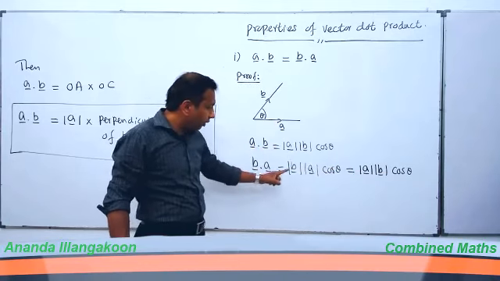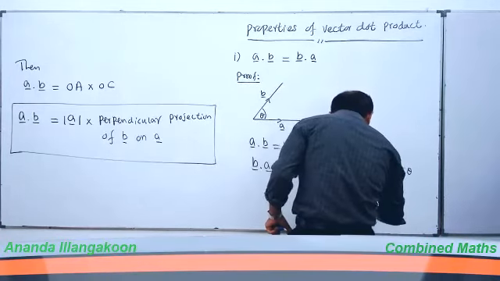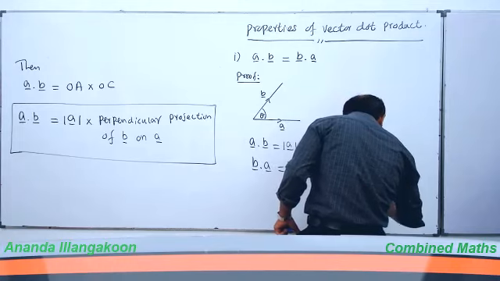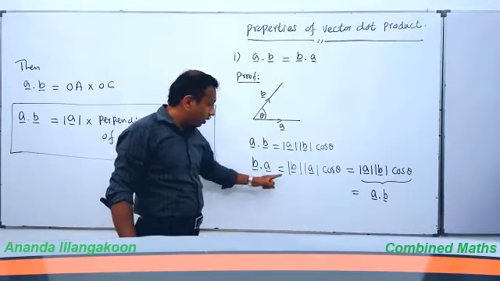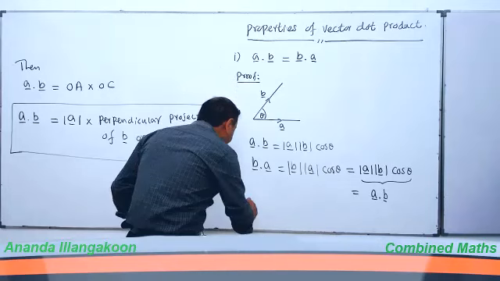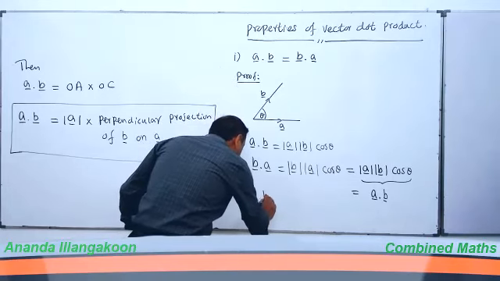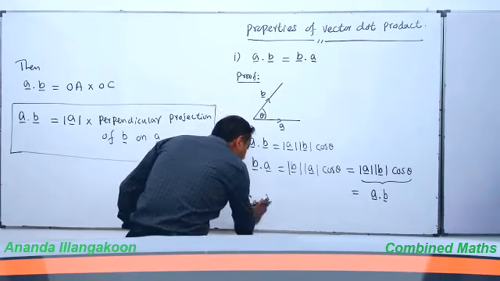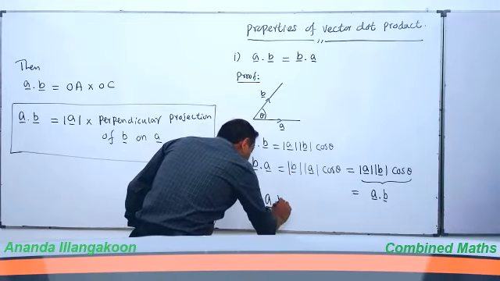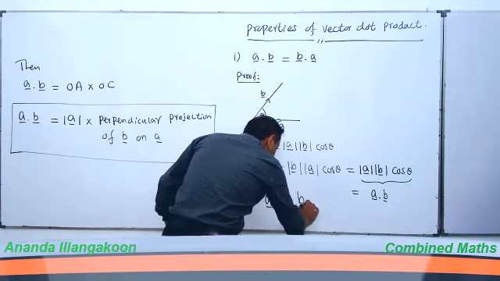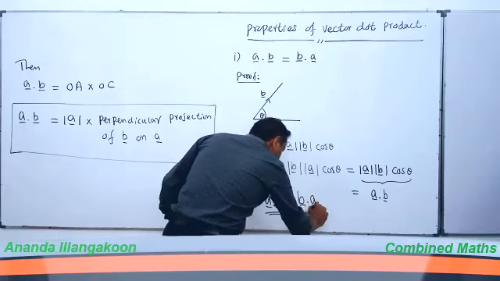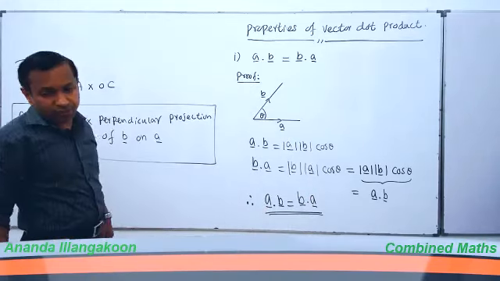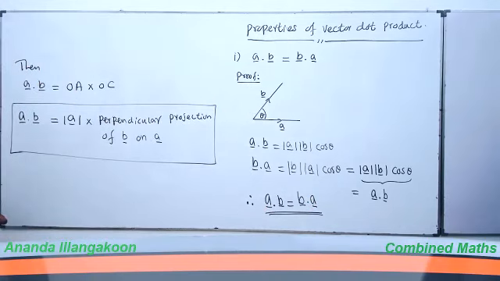People, this mod A, mod B, cos theta is this A dot B. Then B dot A is nothing but A dot B. So what do you get? B dot A is equal to A dot B. Therefore, A dot B is equal to B dot A. Understood? This is how we simply prove that result. Okay? Right.